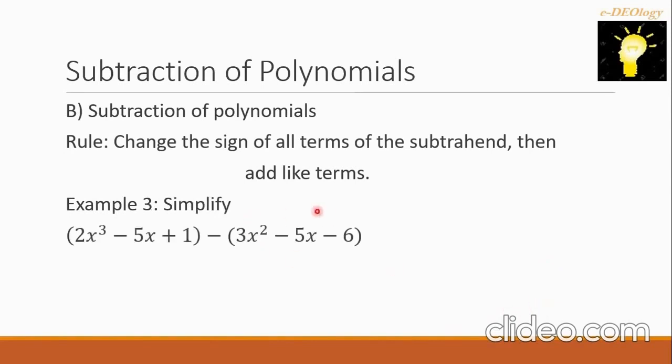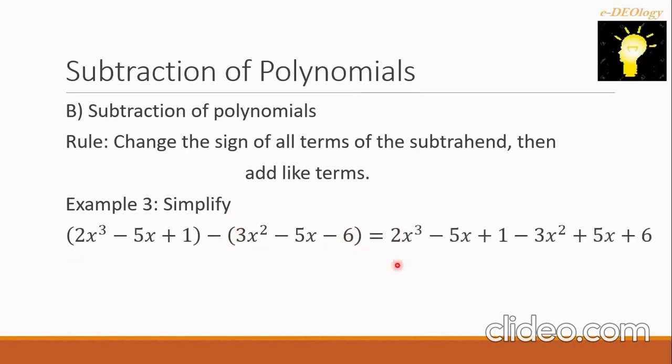Let's have example 3. 2x cubed minus 5x plus 1 minus the quantity 3x squared minus 5x minus 6. So we will follow our rule. The second polynomial is our subtrahend. We will change the sign of all the terms of our subtrahend.